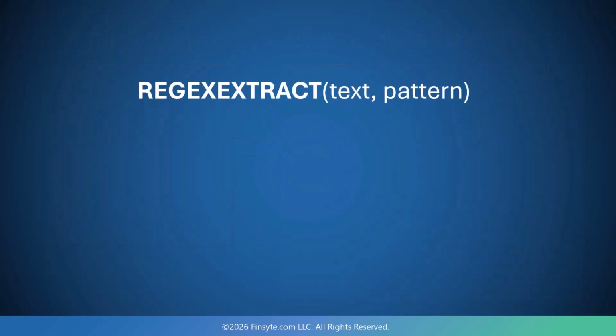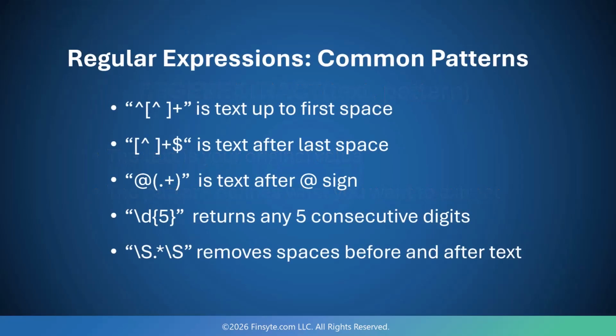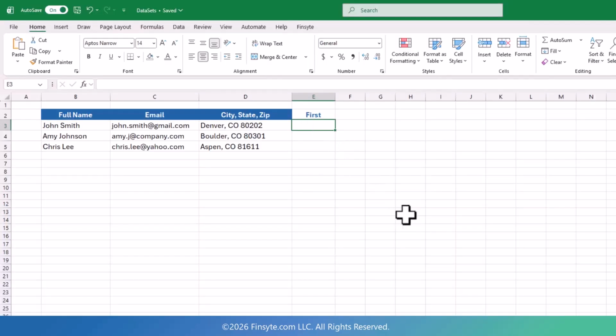Here's the basic structure. The text is your original value. The pattern defines what you want to extract. Now, the pattern part might look a little unfamiliar. It uses something called regular expressions, or regex. But the good news is you don't need to memorize it. You can use tools like AI to generate the pattern for you. Let's walk through a few examples so you can see how this works in practice.